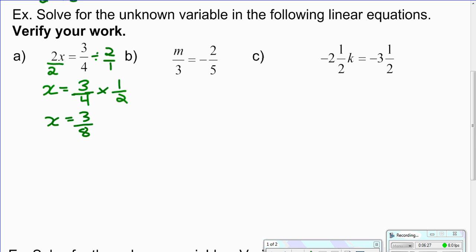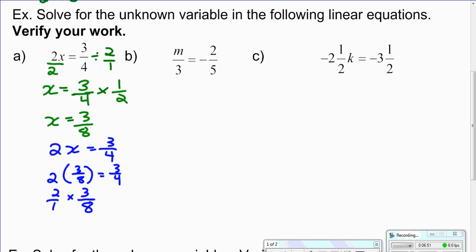Okay. The next part says to verify your work. So the way that we verify our work is we go back to our original equation, and we are going to substitute the answer. So instead of x, every time I see x, I'm going to replace it with 3/8. So then this is like 2/1 times 3/8. Okay. Oh, 3/8, 3/4. I know this looks wrong. Why does it look wrong? No, 3/8.